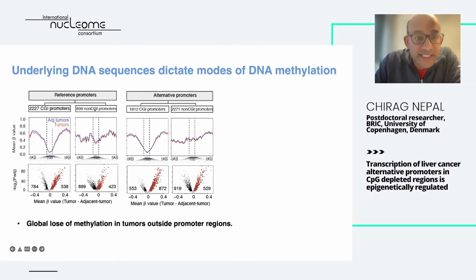Whereas in the case of non-CGI promoters, you start to see DNA methylation even around the TSS, because it's a low CpG region. And the same thing is also conserved in the alternative promoters, in the CGI and non-CGI cases. And these are the individual CG probes that are differentially methylated between tumor and adjacent tissue.